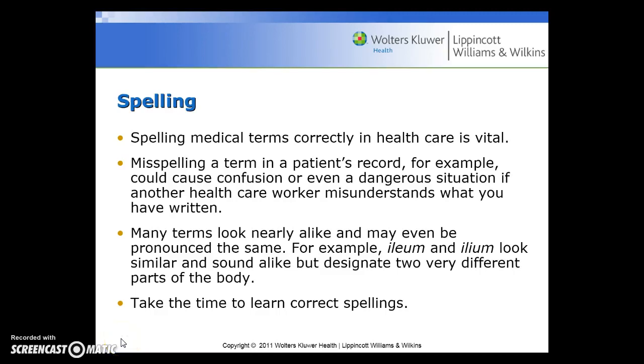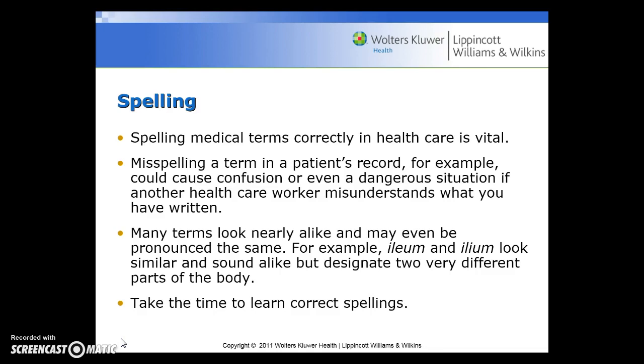This is part 2 of chapter 1. So let's talk about spelling. This is very important to word structure when we talk about medical terminology. Spelling medical terms correctly is vital.